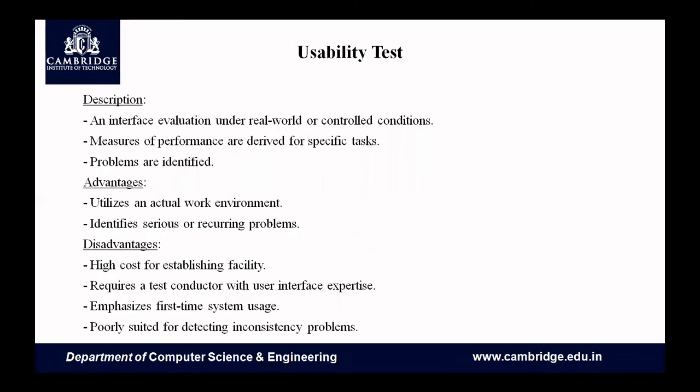Then usability testing. So this is a place where, as I told you, the usability problems are identified. It is an interface evaluation under real world or controlled conditions. It may be simulation or real world. Measures of performance are derived for specific tasks, where in this we will identify the problems here, right? It utilizes the actual work environment, so that is an advantage, and it identifies many problems.